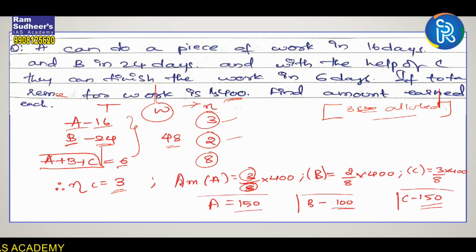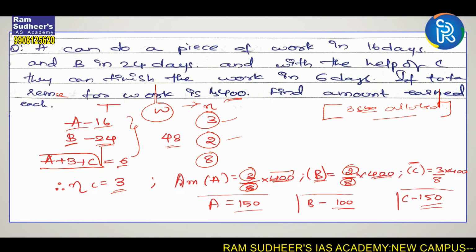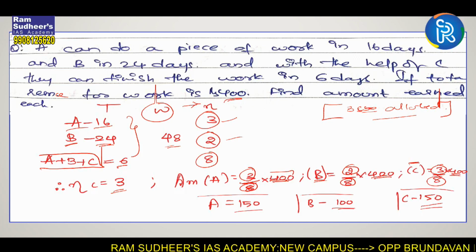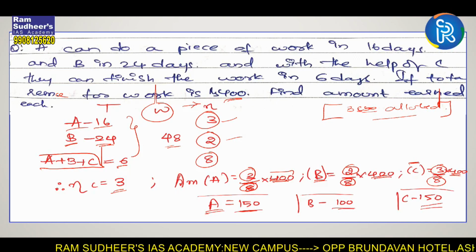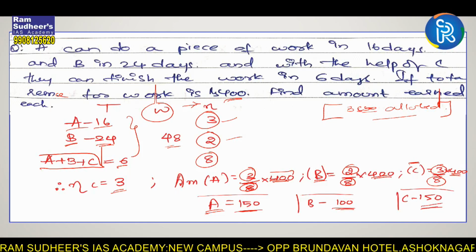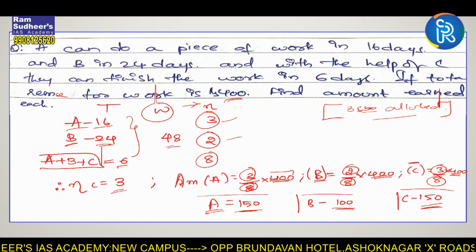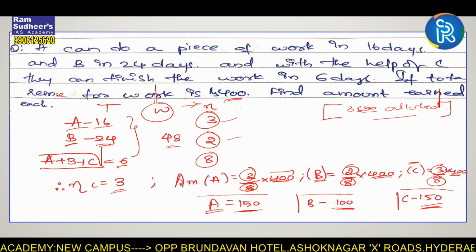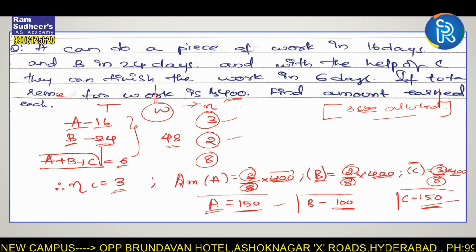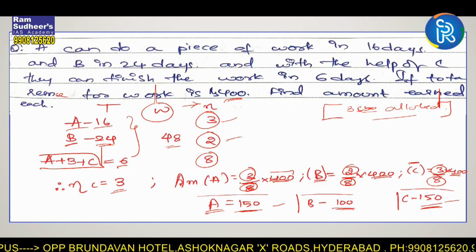Now, the amount earned by each individual would be the fraction of their efficiency. Total efficiency is 8, and efficiency of A is 3, therefore the sum earned by A is 3 by 8 into 400, because the total remuneration is 400. The sum earned by B is its efficiency by total efficiency into 400, and the sum earned by C is its efficiency by total efficiency into 400. So solving this, the remuneration of A is 150, B is 100, and C is 150. And observe here, the efficiency of A and C are equal, which is 3, and therefore their earnings are same, and efficiency of B is less than both A and C, and therefore it has earned less.